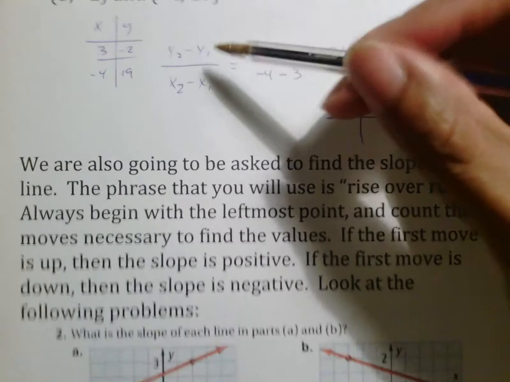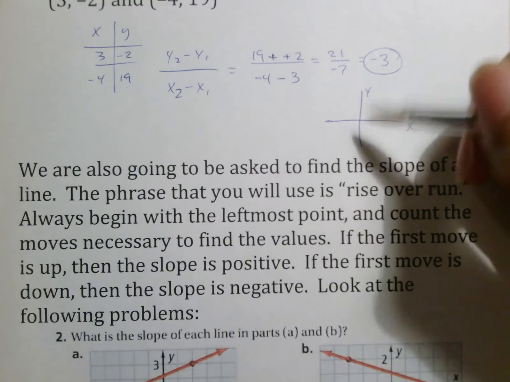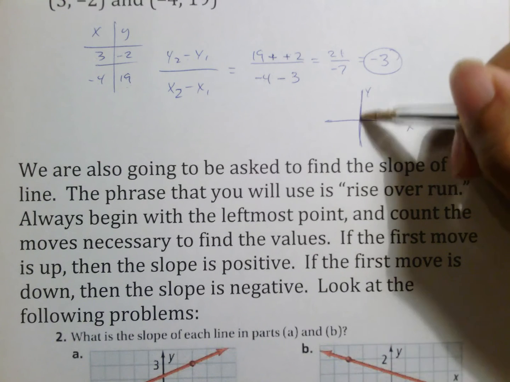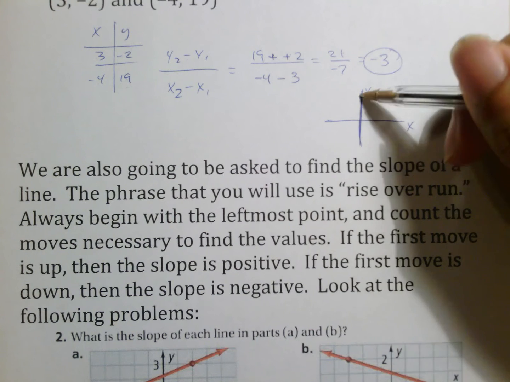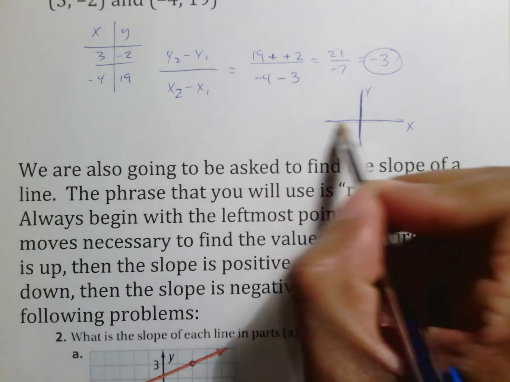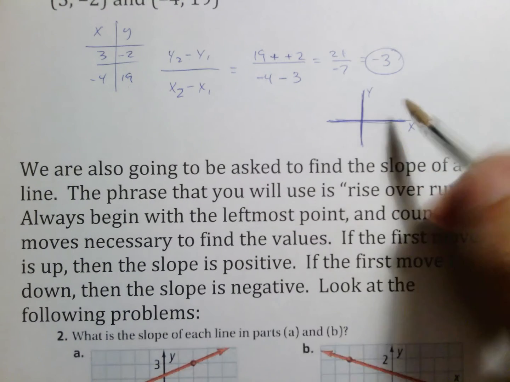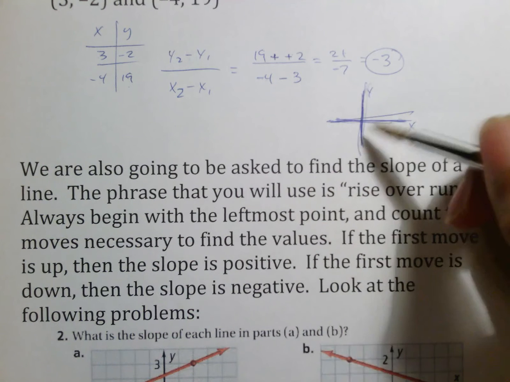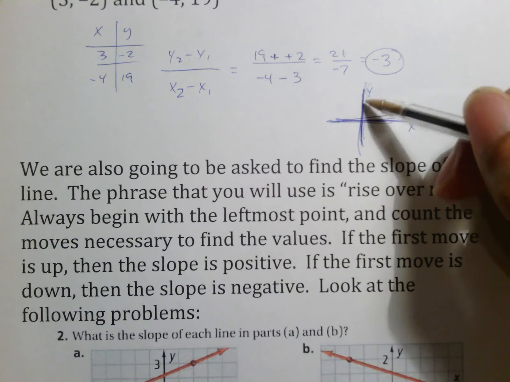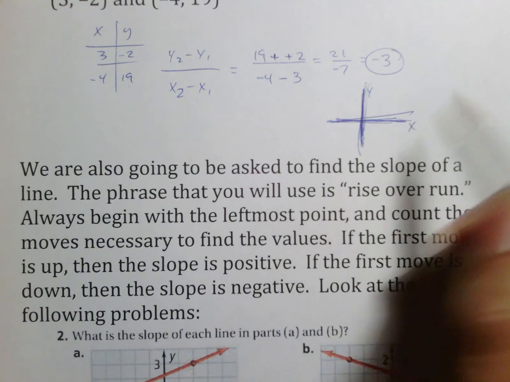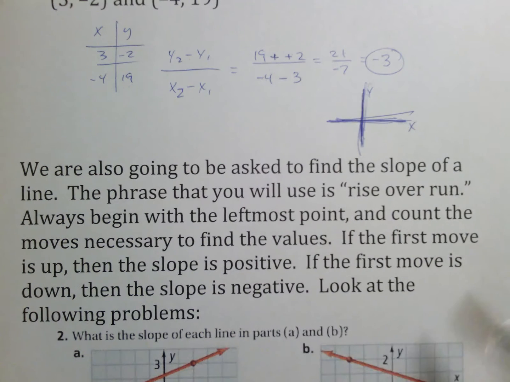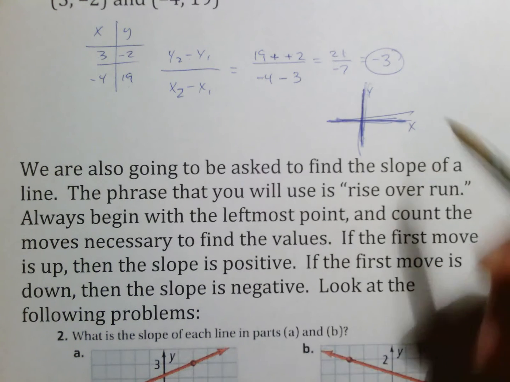Notice that y was on top of the formula. And notice that y is the one that rises or drops. So that is where you're getting your rise from. Notice that x is the one that runs left and right. And so rise over run is simply a word form or a visual form for you to remember that it goes y on top, x on the bottom, or the y direction on top, the x direction on the bottom.